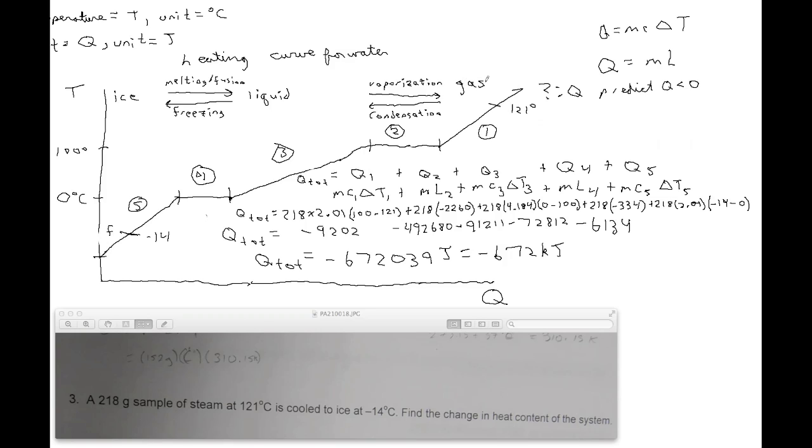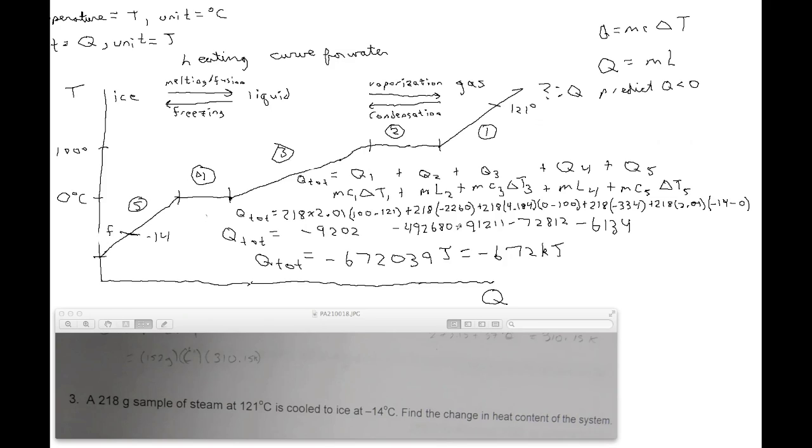Now, ahead of time, would you have predicted that the first term would be positive or negative? The first term would be negative. How about the second term? Negative. The third term? Negative. The fourth term? Negative. The fifth term? Negative. Did they all come out negative?